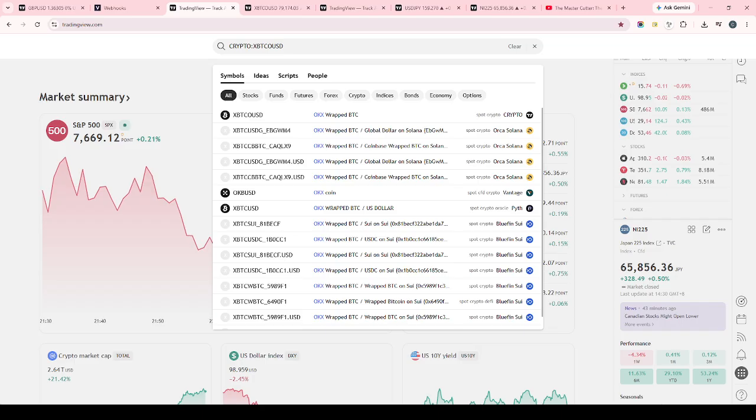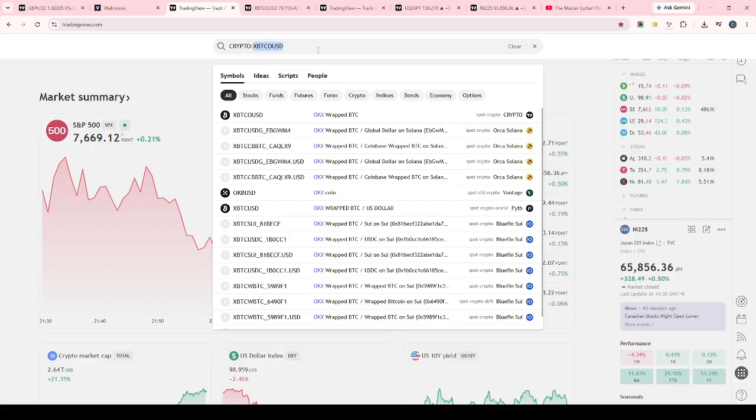To get started, go to the top bar of your charting platform and click on Indicators. This is where you can search for and add tools to your chart. In the search box, type VWAP, which stands for Volume Weighted Average Price, and then click on it to apply it to your chart. Once added, you'll see the main VWAP line appear directly on the price chart.